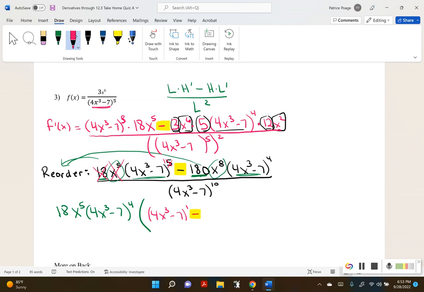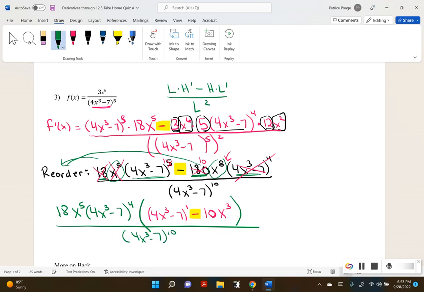On the right side of the subtraction sign, I got rid of 18. So out of 180, think 180 divided by 18 goes in there 10 times. So I have a 10. I had 8 x's, but I got rid of 5 of them. I took 5 of them out. So now I only have 3 left. And then I got rid of this ugly term completely. And that's all over 4x cubed minus 7 to the 10th.